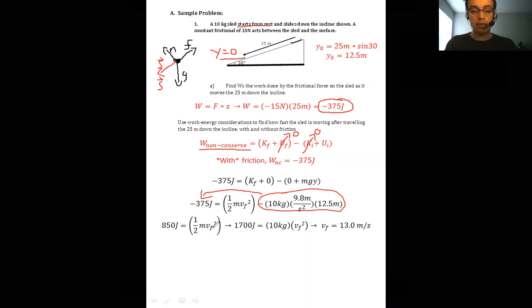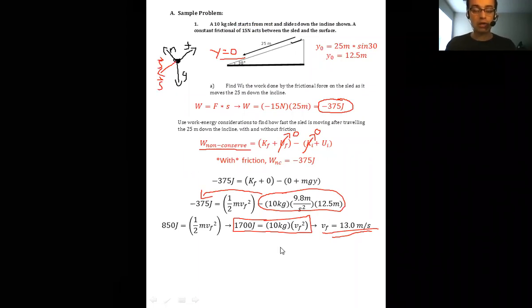If we multiply both sides by 2 to get rid of this 1/2, we then know that 1700 joules is equal to 10 kilograms times velocity final squared. We make the substitution once again for mass. From this equation, we go ahead and solve for v_f, and we find v_f to be 13.0 meters per second. So this is the case where there is friction.